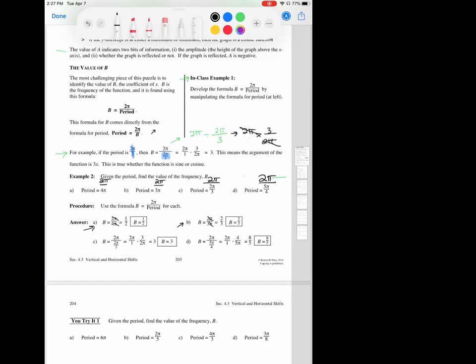For C, I have 2 pi divided by 2 pi over 3. We work this out, we keep, change, flip. So our pi's cancel, our 2's cancel, we're left with 3. So we're gonna have sine of 3x or cosine of 3x.